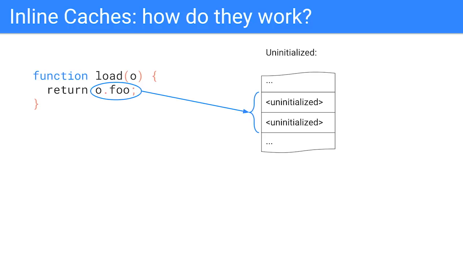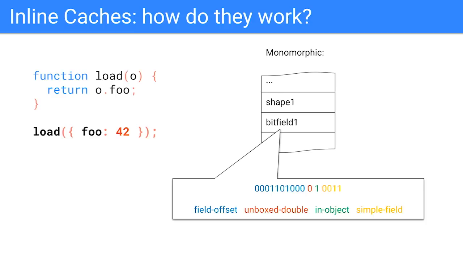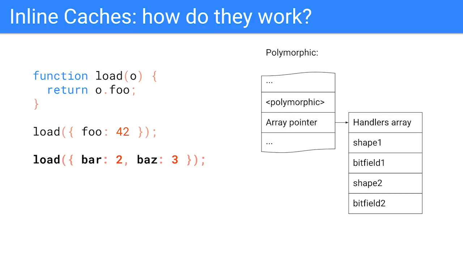If there were several loads, then each load would get its own 2 slots. At first, these slots are uninitialized. When we call the function with an object, then the shape of this object is cached in the first slot, and the bit field containing what to do, where to find the property and how to load it, is put into the second slot.